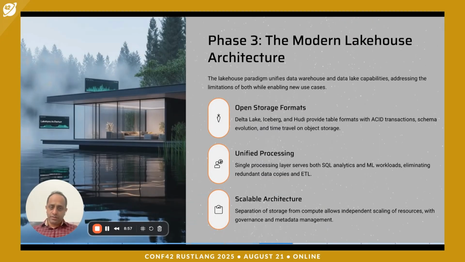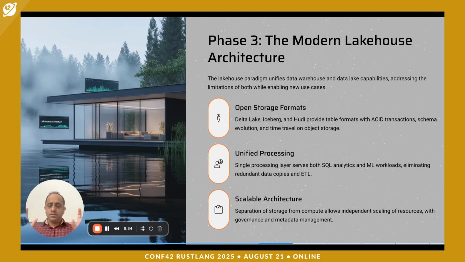So let's look at phase three, which is where we are today, the modern lakehouse architecture. The lakehouse paradigm, as I said, gives you the best of both warehouse and data lakes, and addresses the limitations of both the Hadoop era and the cloud data warehouse era. And it does that by using open storage formats. Some of those are Delta Lake, Iceberg, or Hudi, which provide stable formats which are ACID compliant. You can do ACID transactions, you can change schema. A schema can evolve over time, and you can also do time travel.